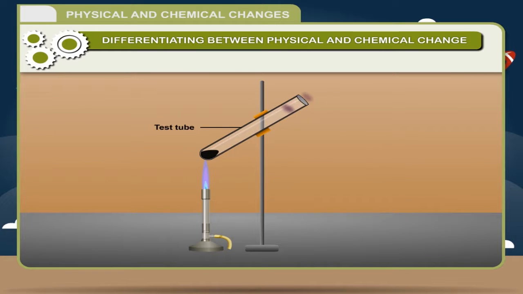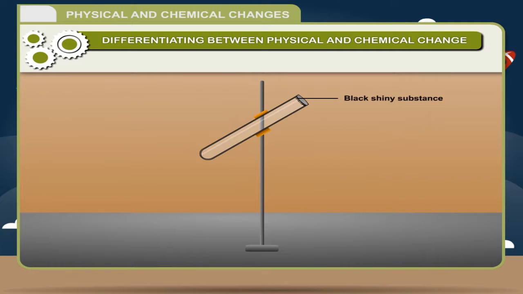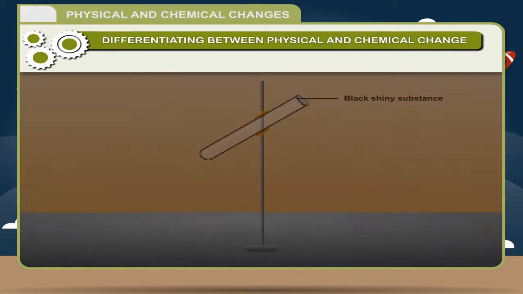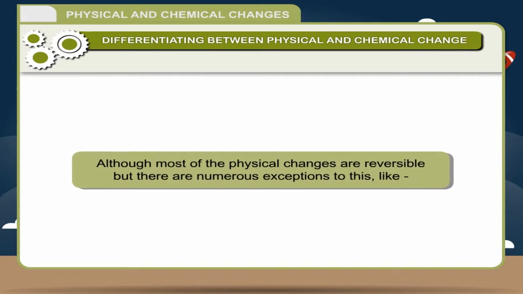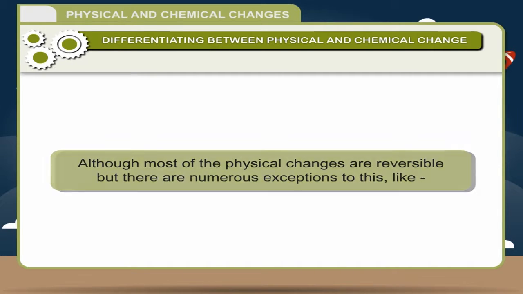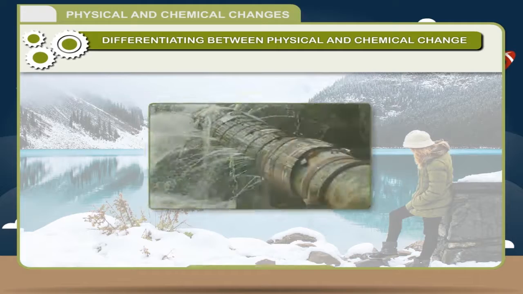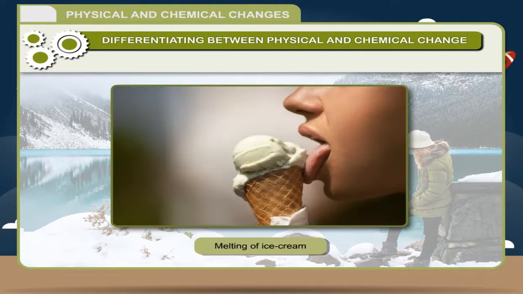When you heat the test tube, iodine crystals don't melt like other solids, but directly change into vapors. This phenomenon is called sublimation. When vapors cool, they again get converted into shiny crystals of iodine, which you saw near the mouth of the test tube. Although most of the physical changes are reversible, there are numerous exceptions to this, like breaking of glass, bursting of water pipes, melting of ice cream, etc.